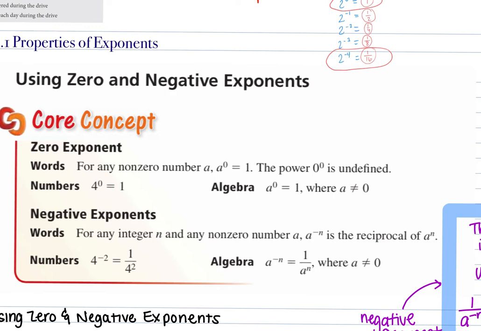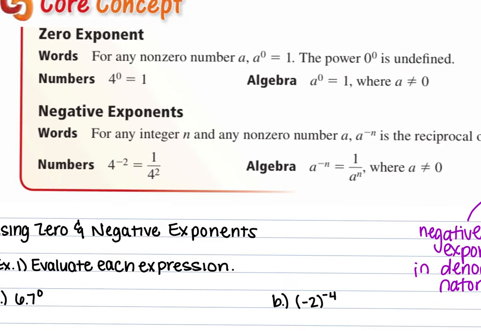Okay, so you can say that A, being any number, raised to the 0 power is 1, as long as A is not 0, okay? Are we good here? So what's 7 raised to the 0 power? 1. What's X raised to the 0 power? 1. What's Y raised to the 0 power? 1, okay?